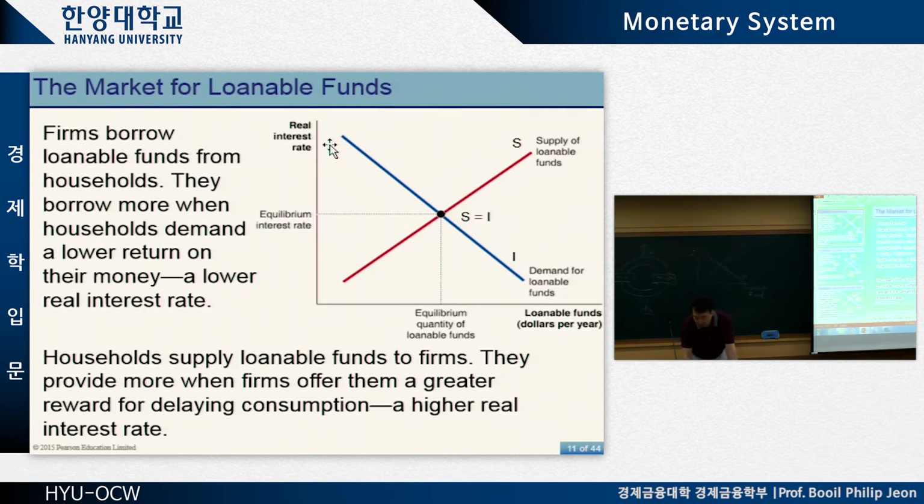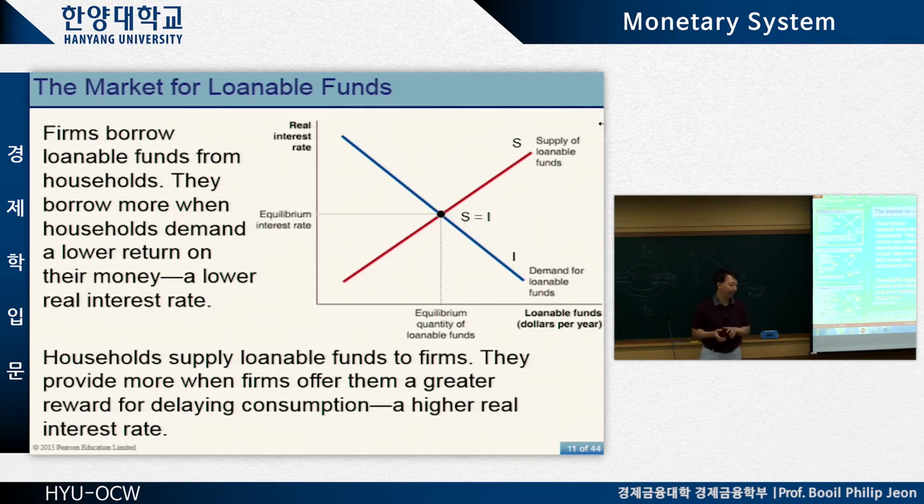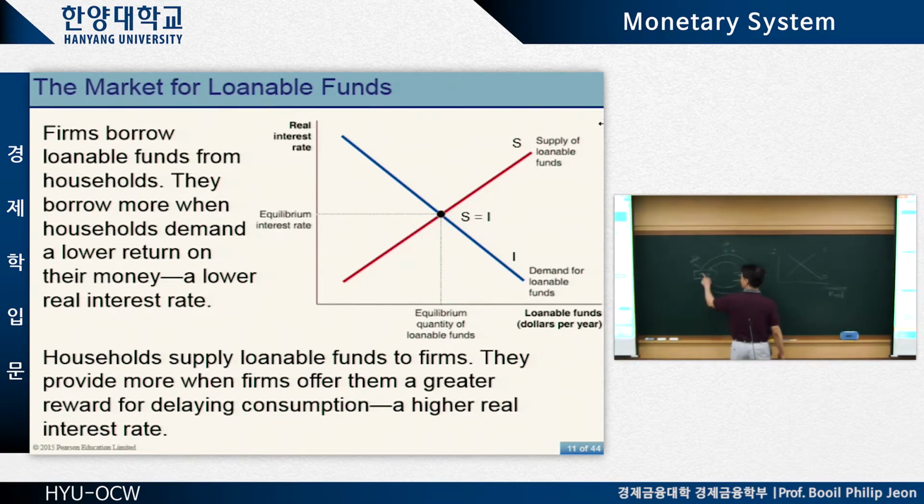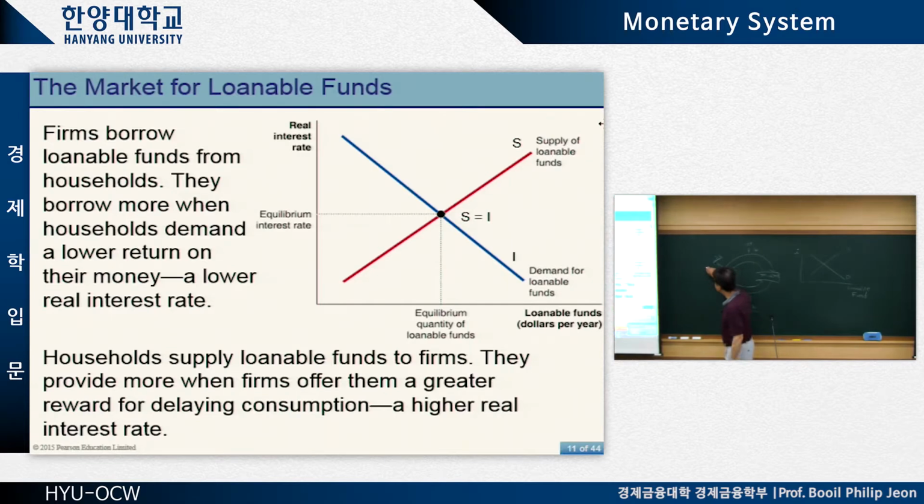Yeah? So the supply curve slopes upward, just like any supply curve, right? Supply of money, supply of loanable funds slopes upward. Who are the suppliers of this money? Who supplies money to the financial market? Who brings the money to the financial market? Households, right? By saving, right? When the households save money, right? And we assume that that saving will go to the financial market, right?